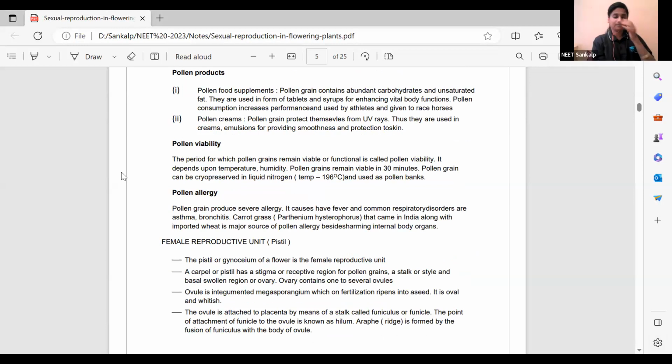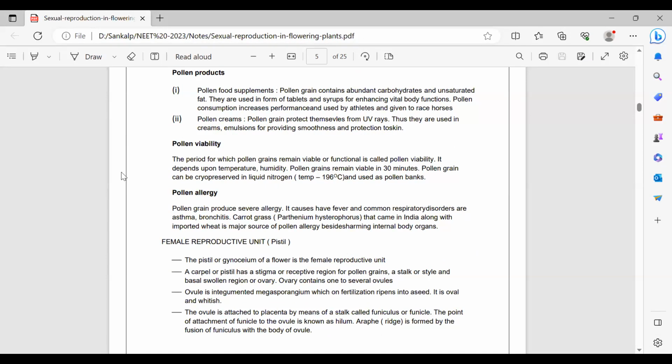Pollen viability. The period for which pollen grains remain viable or functional is called pollen viability. It depends upon temperature and humidity. Pollen grains remain viable for 30 minutes. Pollen grains can be cryopreserved in liquid nitrogen at a temperature of minus 196 degrees Celsius and used as a pollen bank.